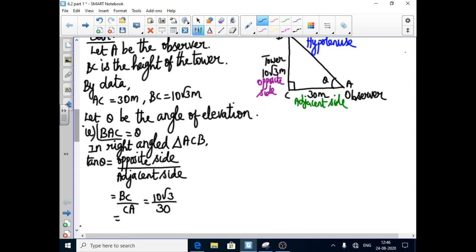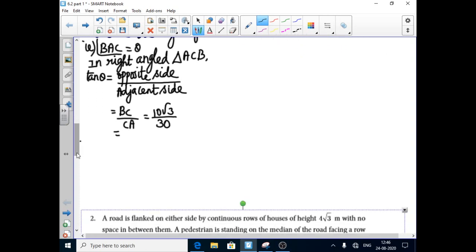So now we have to cancel these numbers. So 10 gets cancelled. We are getting the answer root 3 by 3. We can split it: root 3 by 3 can be written as root 3 into root 3 by root 3 into root 3. This can be written as 1 by root 3. So now we are getting tan theta equal to 1 by root 3.